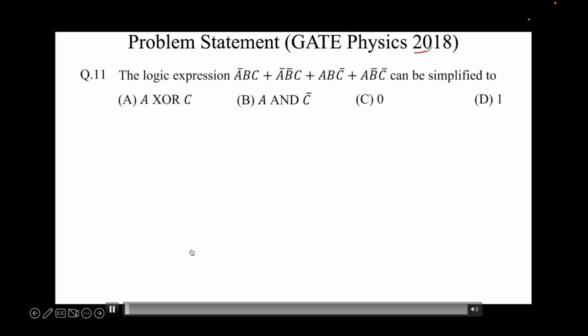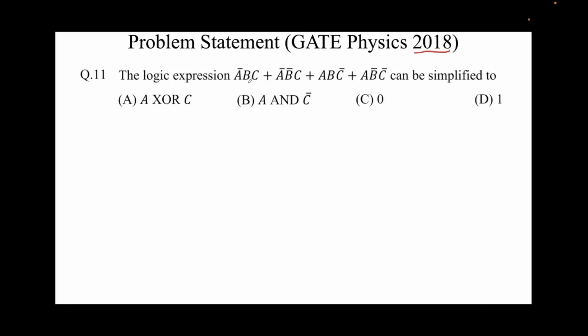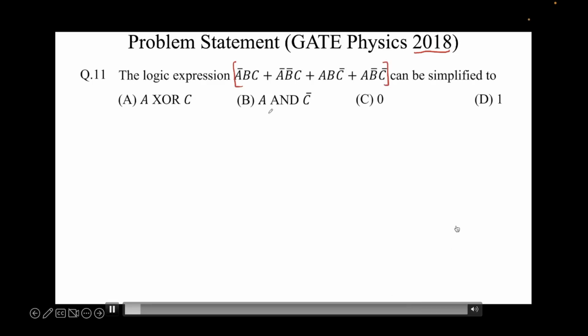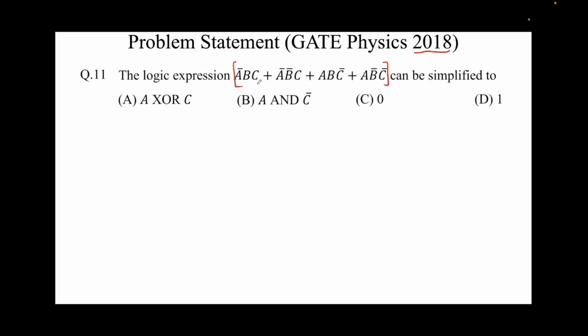The problem statement from GATE Physics 2018 reads as follows. The logic expression which has been written here can be simplified to, the 4 options are: option A, A XOR C; option B, A and C bar; option C, 0; option D, 1. So essentially we have to solve the logical expression which has been written here, and we need to simplify it to the lowest possible, easiest terms.